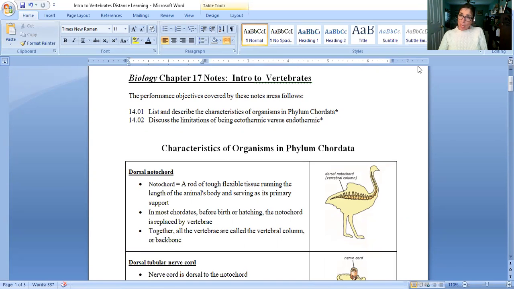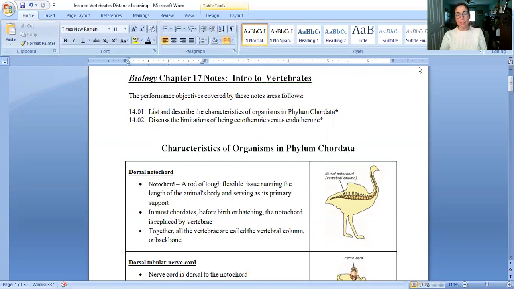Okay, so the Phylum Chordata contains the vertebrates, and we learned about them in 7th grade, of course, and you learned about them all throughout elementary school. The vertebrates are the animals that most people bring to mind when the word animal is said. They include all the things with the backbone: reptiles, amphibians, birds, fish, and mammals, of course.